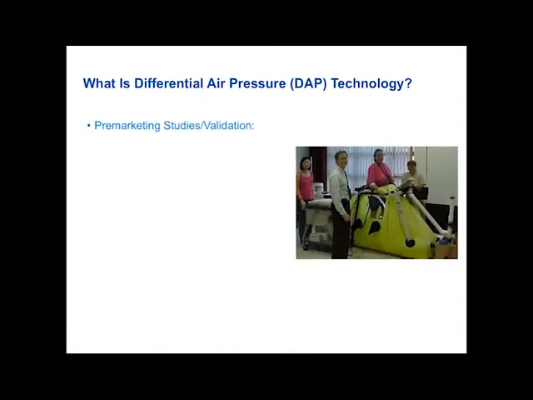So if we look at some of the pre-marketing studies that they were doing at NASA, what they found was that lower body positive pressure was effective at reducing ground reaction force, which makes sense. If we're able to support someone and adjust the amount of air in the chamber, that reduces the amount of impact that they feel with heel strike, with body weight activities.